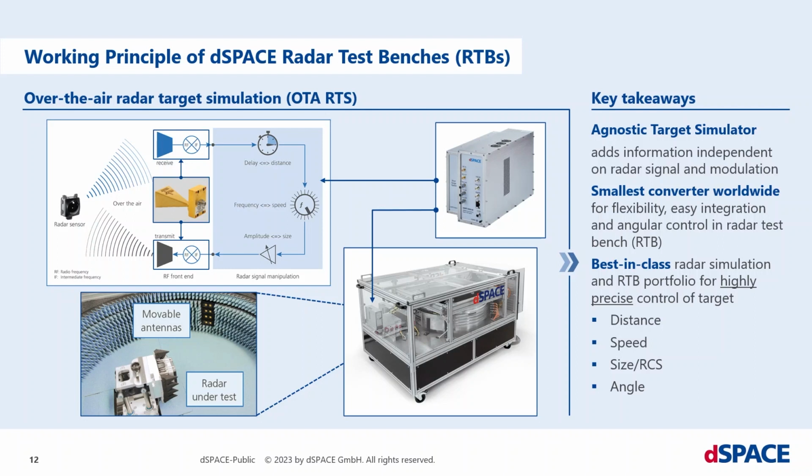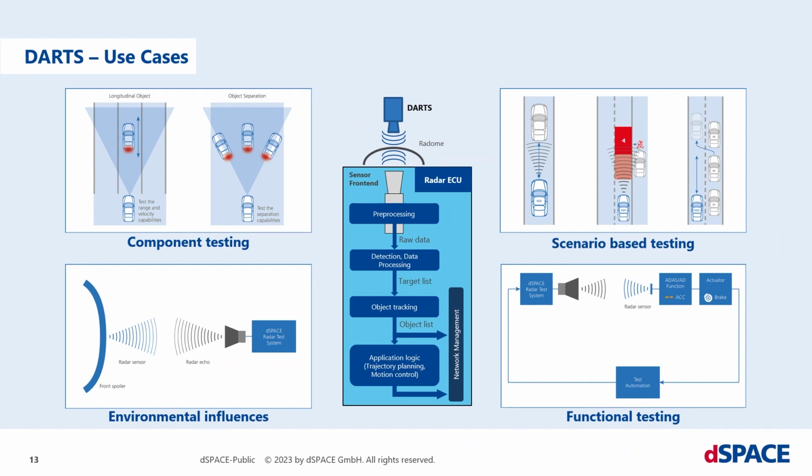Now, what can we do with this? Turns out quite a lot due to the complete coverage of the whole radar sensor and all subsequent processing. It can be used to test the specifications of single radar sensors as components, like detection accuracy or object separation. It is used to qualify the impact of the environment of the radar sensor and everything that is within the signal path, like radomes or bumpers.